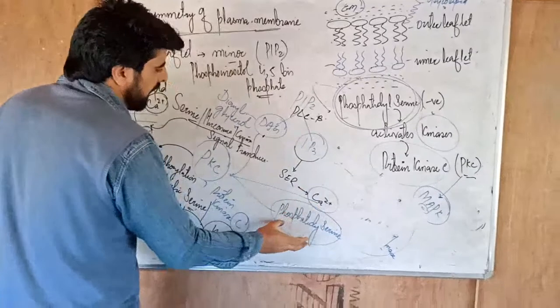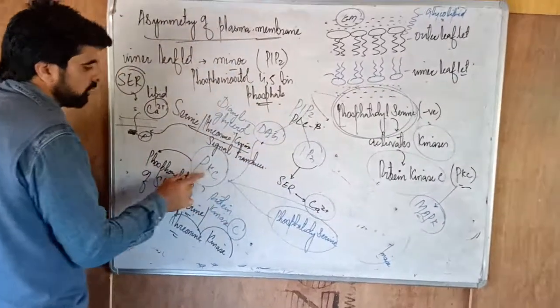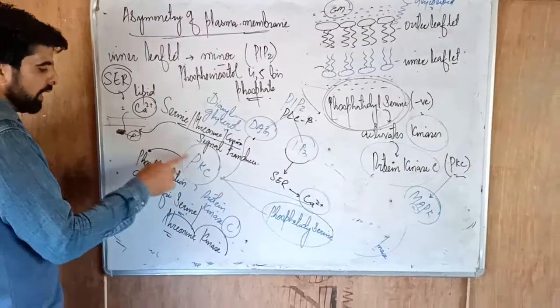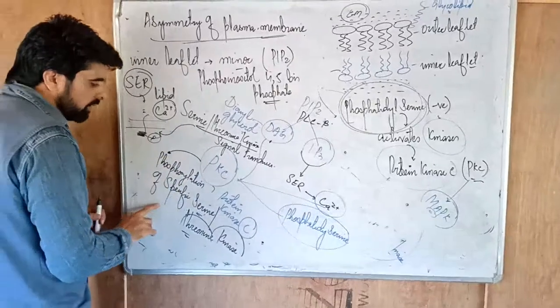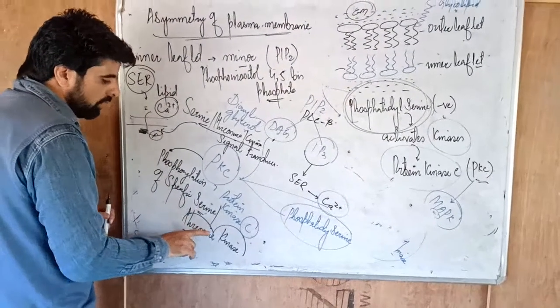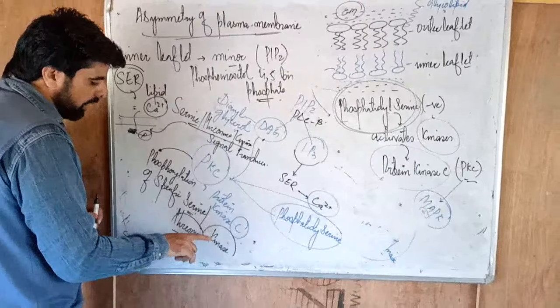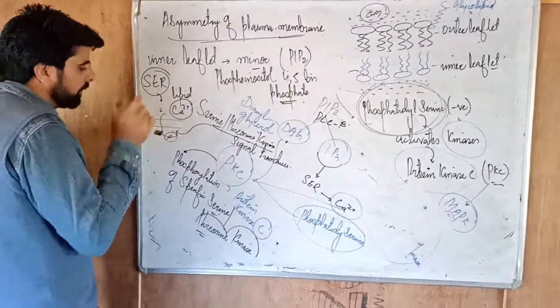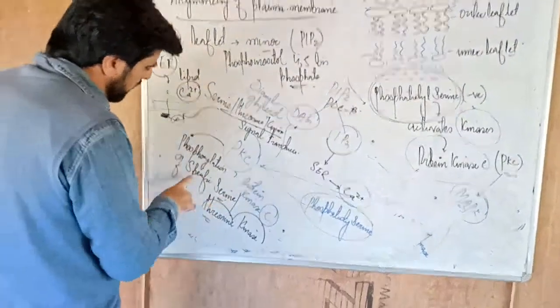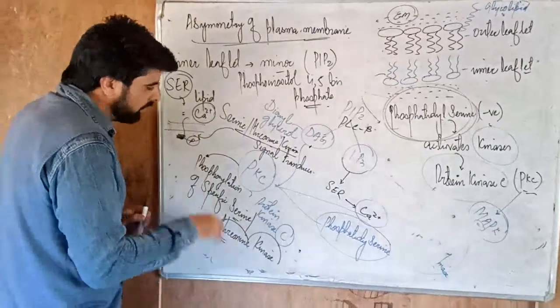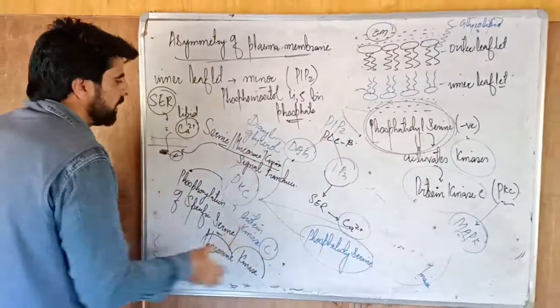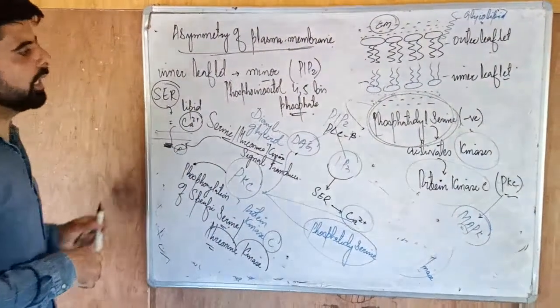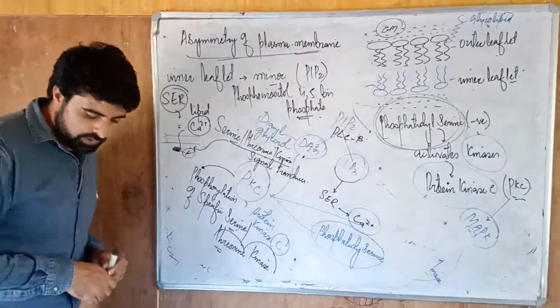Calcium, phosphatidylserine, and DAG activate the protein kinase C, which leads to the phosphorylation of specific serine threonine residues present on the cytosolic domain of the protein. That is what we call a serine threonine kinase, and it helps in cell signaling. We'll see it in the next chapter, which will be cell signaling.